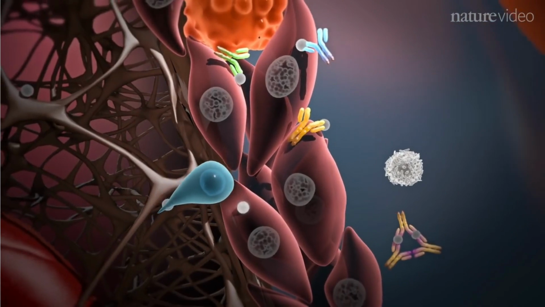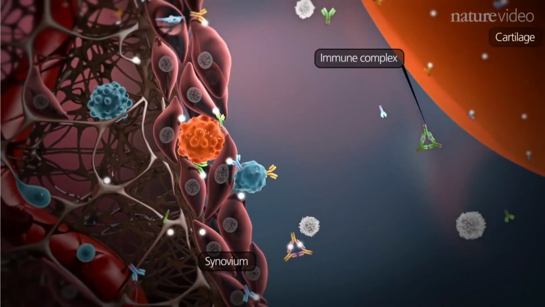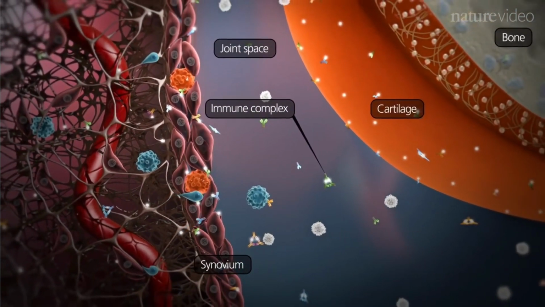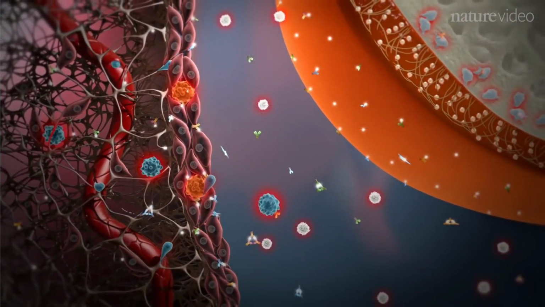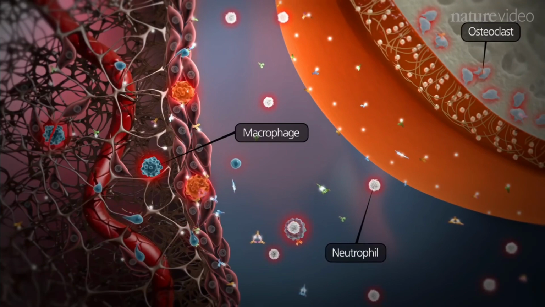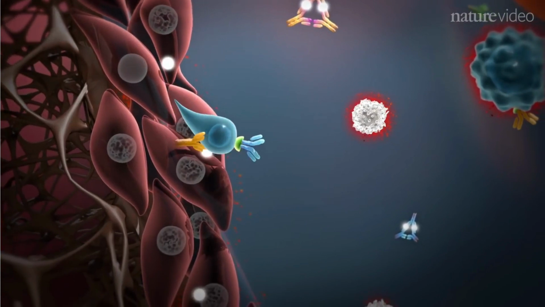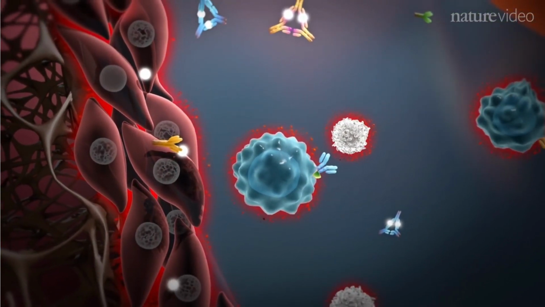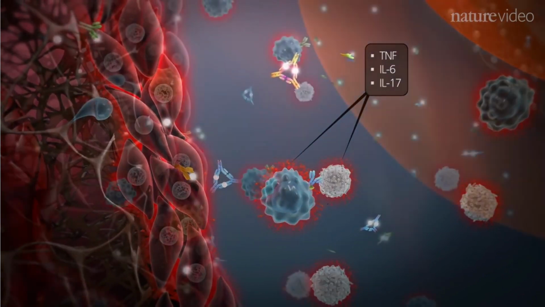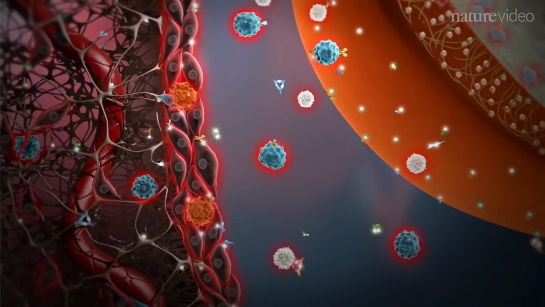After entering a joint, immune cells and autoantibodies bind to modified self-proteins in the cartilage, bone and lining of the joint called the synovium. This induces an inflammatory response and activates cells in the joint such as macrophages, neutrophils and osteoclasts, as well as blood monocytes. Activated monocytes differentiate into yet more macrophages, which together with other cells in the joint produce soluble inflammatory factors known as cytokines. Drugs targeting these cytokines are highly effective treatments for many patients.